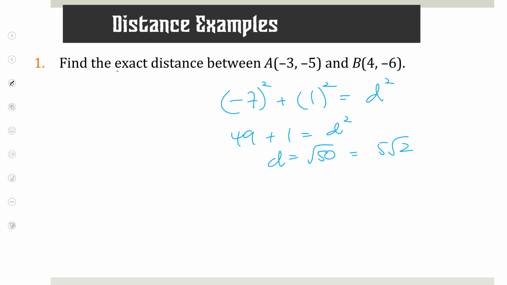Why 5 square roots of 2? Because it says exact here. So I'm going to stop, and I'm good to go. That's an exact answer. It involves a square root.